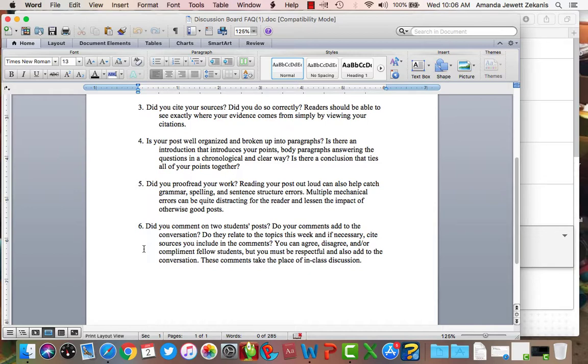If you want to use sources, that's great. That'll make the comment stronger and better and add more to the conversation, but you need to do something that adds to the discussion. You can't just be like, yay, you did a good job. And make sure you are respectful. If they have a take on something that you disagree with, you can absolutely disagree with them. That makes for great conversations and discussions. Just again, like I mentioned when I talked about the syllabus, be respectful when you disagree.